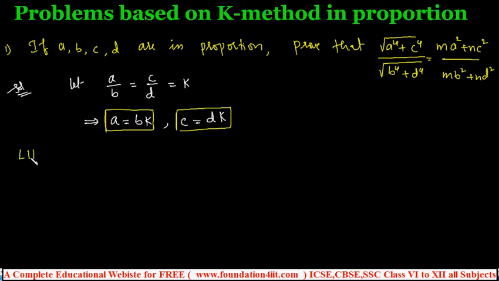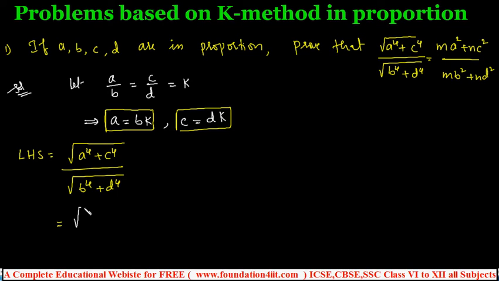So let's take the left hand side. LHS is given as the square root of a to the power 4 plus c to the power 4 by the square root of b to the power 4 plus d to the power 4. Since we can't take LHS and directly substitute RHS, we need to take LHS and apply these terms in this. We'll simplify. Whatever answer you get, for that we'll apply again RHS. If you get the same answer for LHS and RHS finally, then it's proved. Right? Now we need to substitute here.